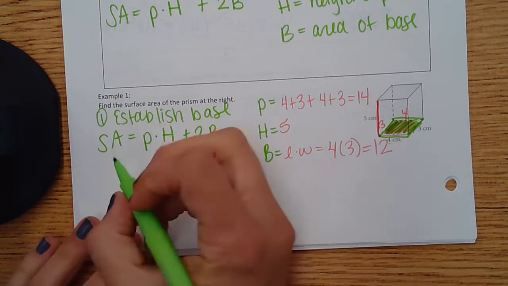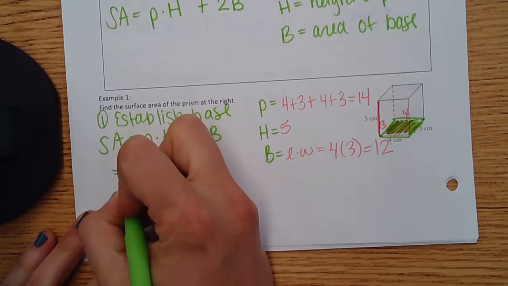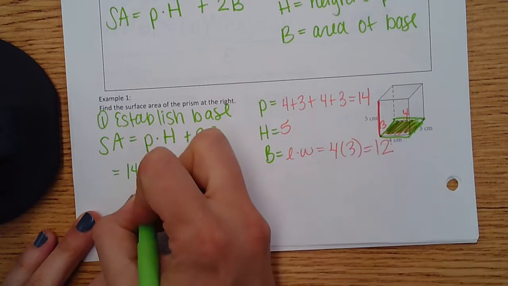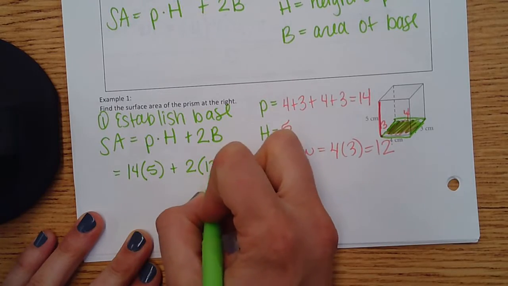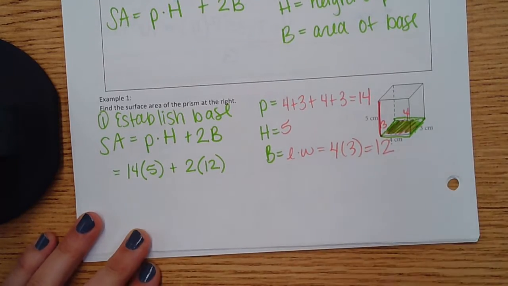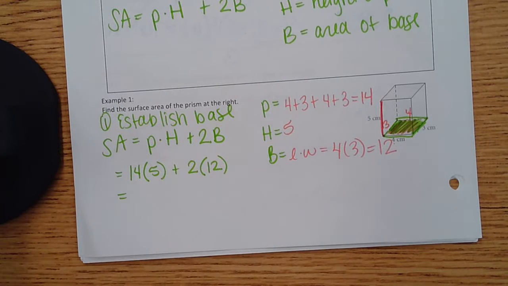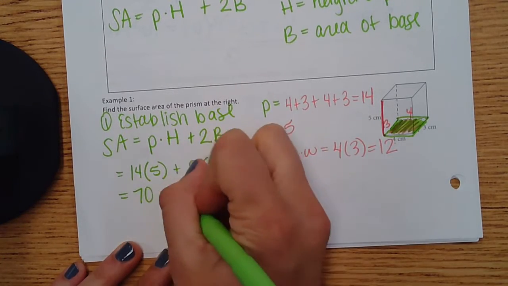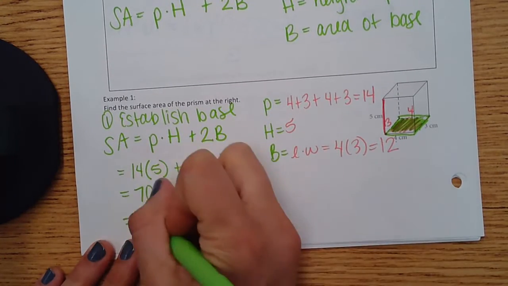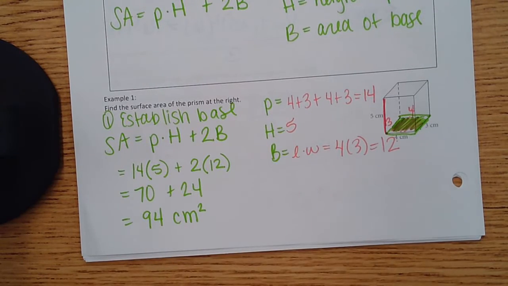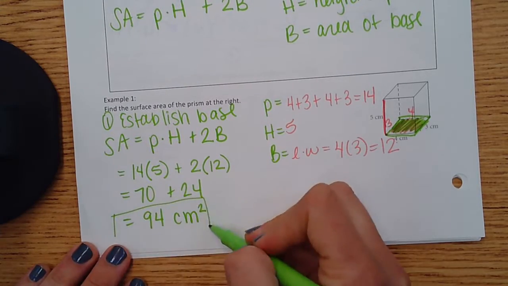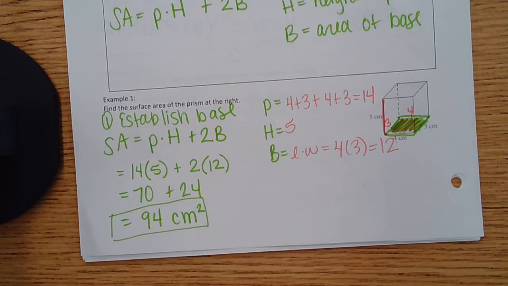Now we come back over here and plug it in. Perimeter is 14, height of the prism is 5, plus 2 times the area of the base, because we have a base down here, and then we have to add in the one from up here. So 14 times 5 is 70, plus 24 equals 94 centimeters squared. Remember, it is still area, so we're still using squared.